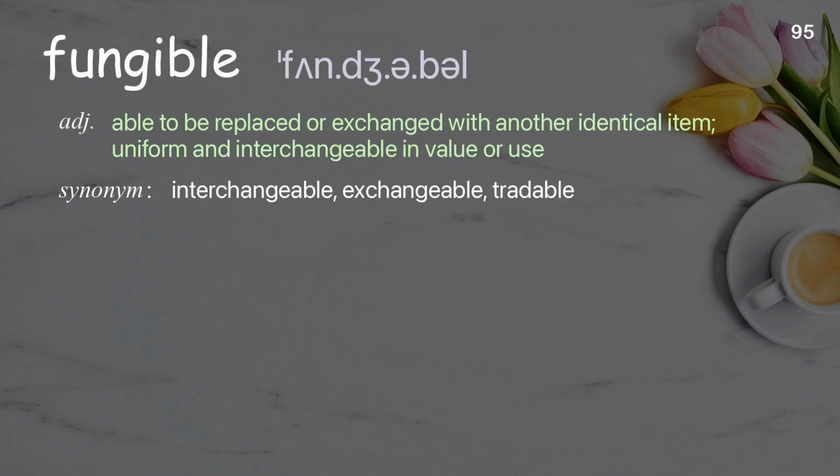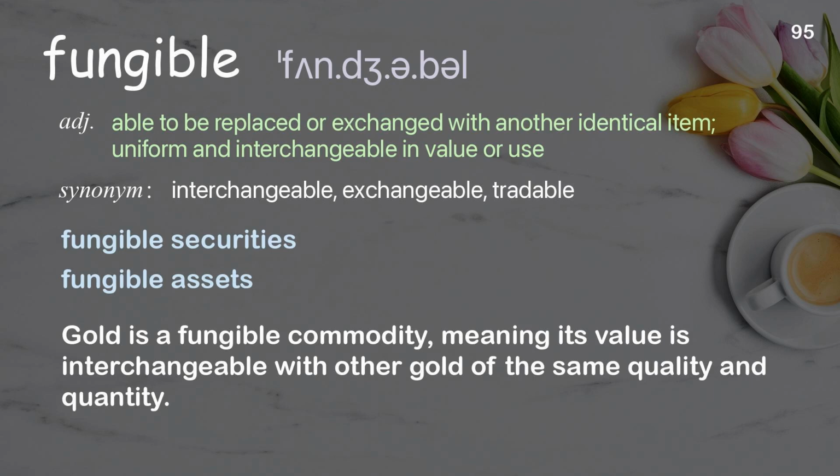Fungible. Able to be replaced or exchanged with another identical item; uniform and interchangeable in value or use. Examples: Fungible securities. Fungible assets. Gold is a fungible commodity, meaning its value is interchangeable with other gold of the same quality and quantity.